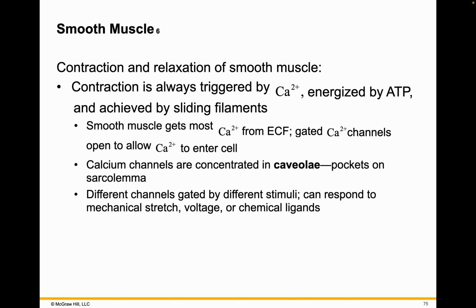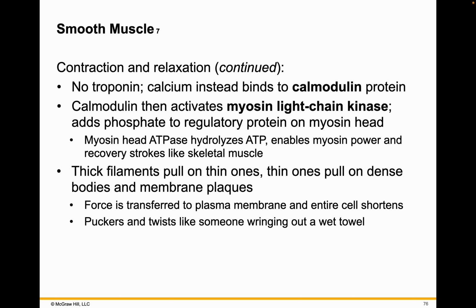Contraction is always triggered by calcium, energized by ATP, and achieved by sliding filaments. Again, smooth muscles get most of their calcium from the extracellular fluid. Those calcium channels are concentrated in caveolae, or pockets on the sarcolemma. There are different channels gated by different stimuli that can respond to mechanical stretch, voltage, or chemical ligands.